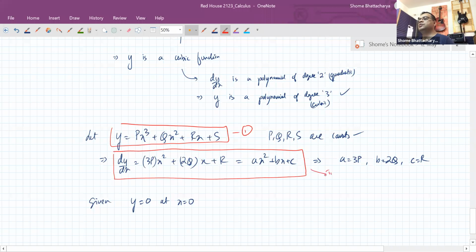And this is the second equation. So substitute in first equation. Sir, how did we get a is equal to 3p, b is equal to 2q, and c is equal to r? Compare these two equations. The coefficient of x square has to be the same on both sides, left hand side and right hand side. Sir, shouldn't we also divide by 3 to get ax square? Sorry, divide by 3, why beta?